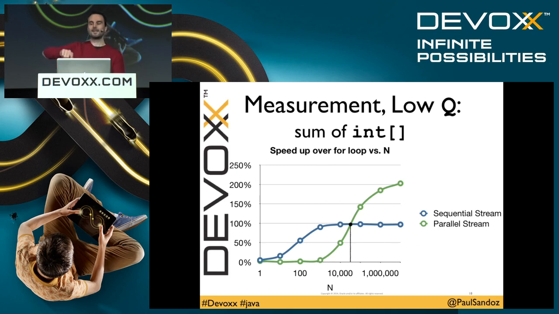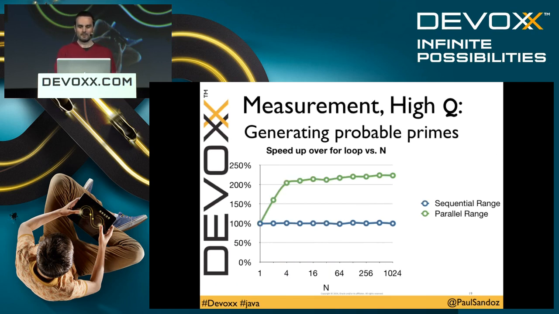But as n starts to increase, we get a crossover point, which is not 10,000, but is within the boundaries of that fuzzy value. And then afterwards, when we get to 1,000,000, 10 million, we start to get 2x. I measured this on a 2-core system. So that's for a low Q. If we go to a high Q, like probable primes, we need a lot fewer elements to get the parallel speed up. After about 4 elements, we can get a parallel speed up of generating probable primes.